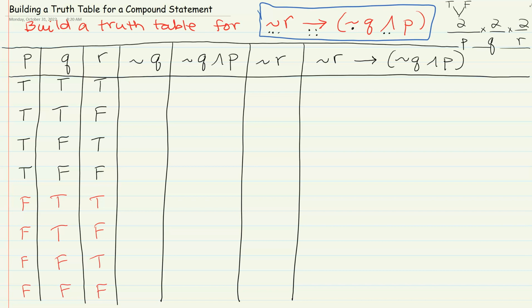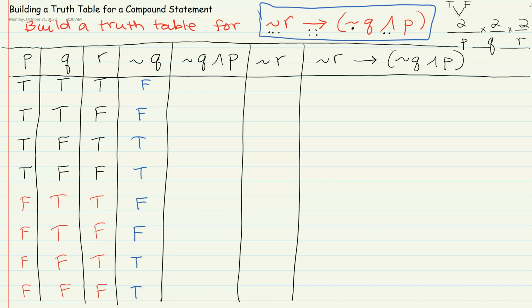Not Q would have the opposite truth value of Q. So this column would be the opposite of Q. Q in the first line is true, so not Q would be false. Q is true, not Q would be false. Q is false, not Q would be true. True, false, false, true, true. That would be my blue column there.